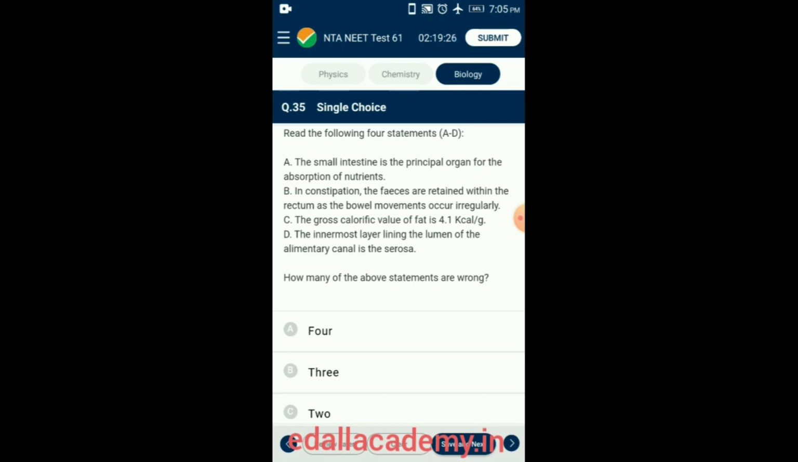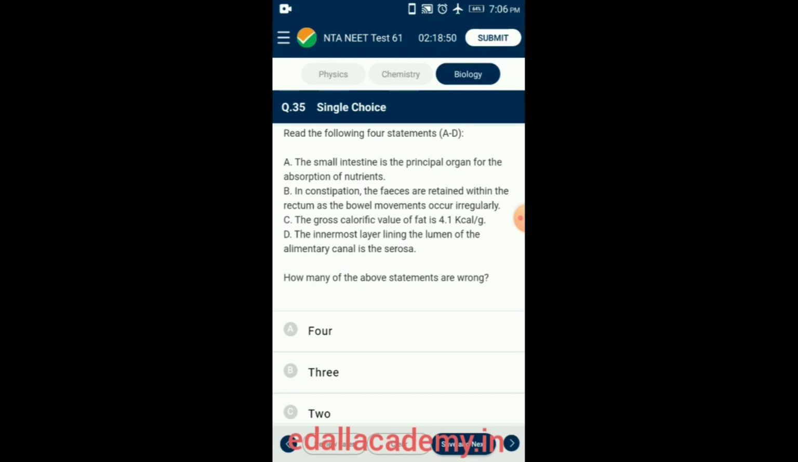Constipation. In constipation, the metabolic waste is retained within the rectum as the bowel movement occurs irregularly. Gross calorific value of fat is 8.8 kilocalorie per gram. Serosa is the outermost layer and it is made up of a thin mesothelium. It is the epithelium of visceral organ with some connective tissues. The innermost layer lining the lumen of the alimentary canal is the mucosa lining layer.